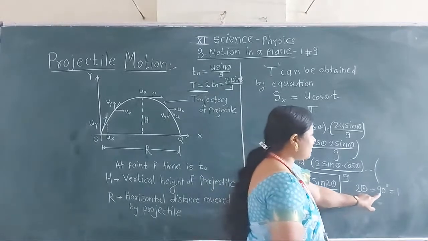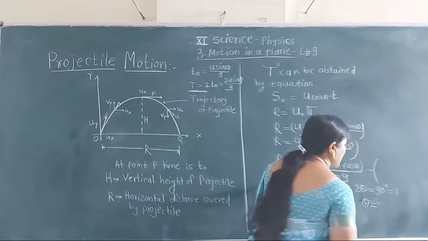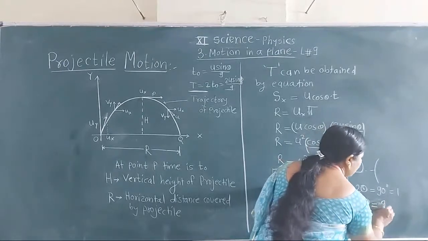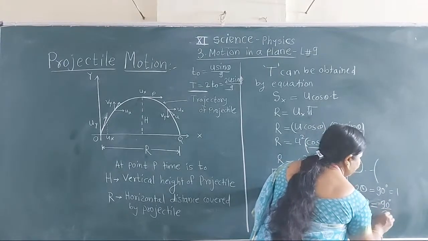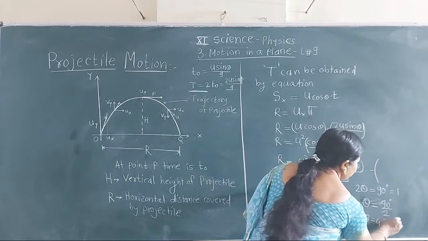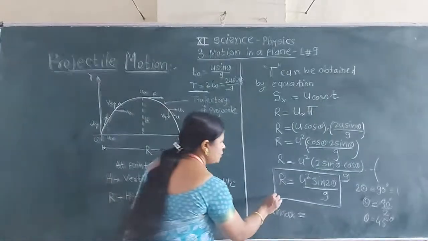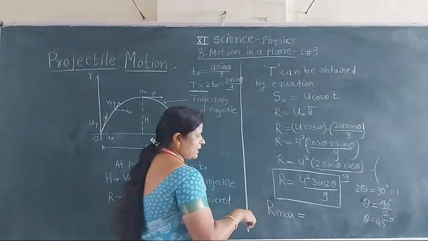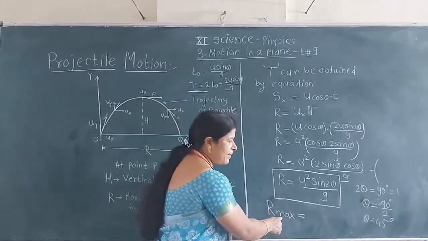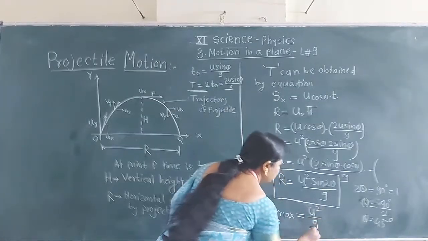Now, when 2 theta is equal to 90 degrees, then for the maximum range of a projectile, theta is equal to 90 degrees divided by 2. Therefore, theta is equal to 45 degrees. So we get the maximum range of that projectile: R max is equal to u square divided by g.